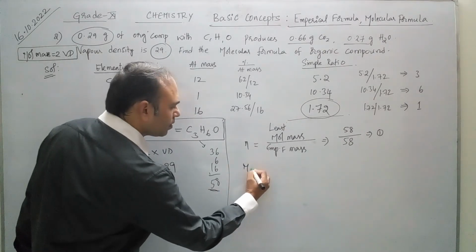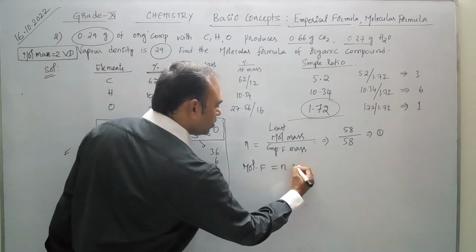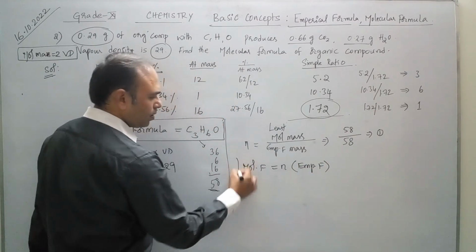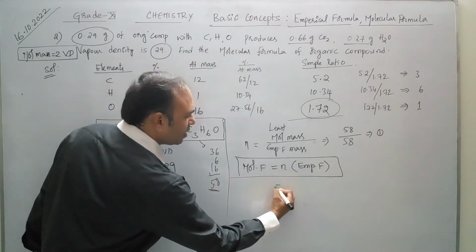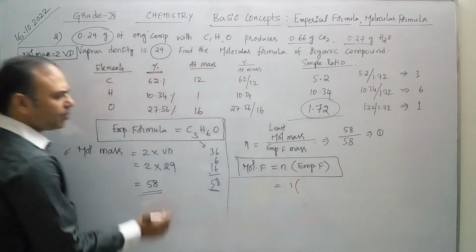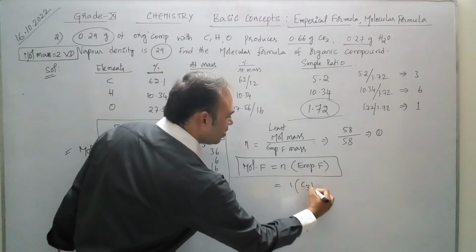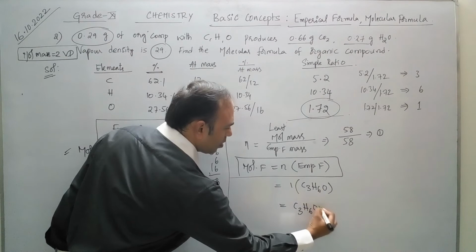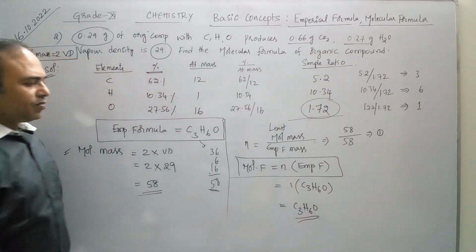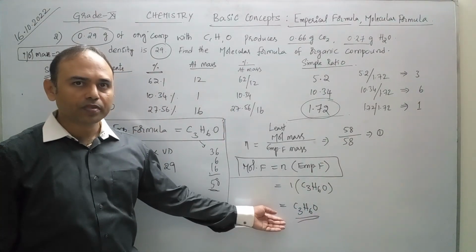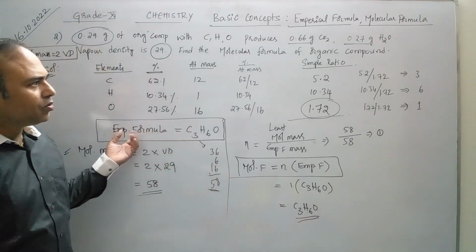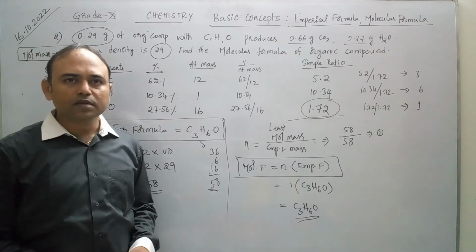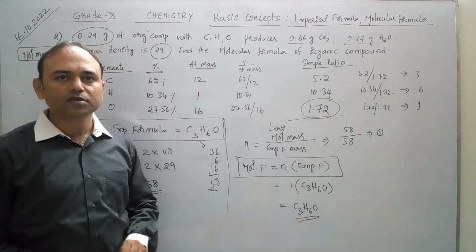Now the last one, the molecular formula is equal to N into empirical formula. So N is 1. Now the empirical formula we got is C3H6O. So finally the molecular formula is C3H6O. So this is the second type. Using these two questions you can solve the calculation of empirical formula as well as molecular formula. Hope you have understood this. Thank you.